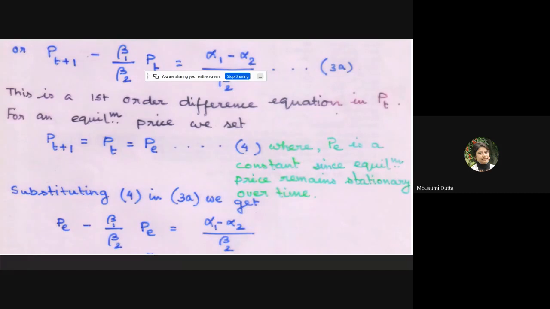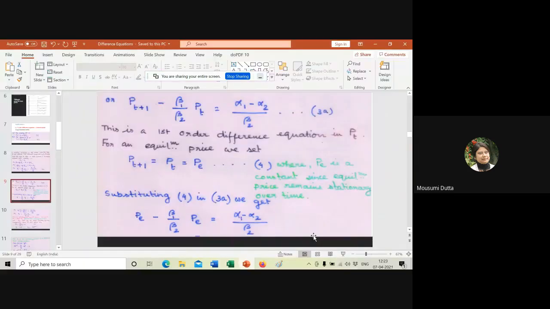So we are setting PT plus 1 equal to PT equal to PE to get the equilibrium. Then plug equation 4 into equation 3a and find out PE. Derive it on your own.